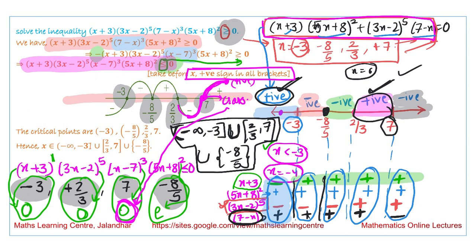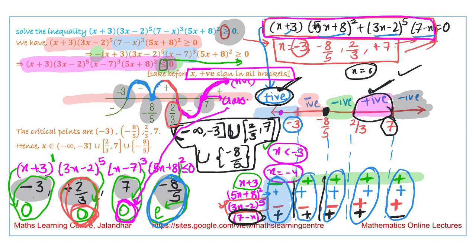Now, we reach the point 2 by 3. The power we have is odd, so it will cross this point. It crosses the point 2 by 3. It reaches the point minus 8 by 5. The power we have is even. It will not cross minus 8 by 5. It just bounces back. It does not cross the number line over here. It bounces back and it reaches the point minus 3.